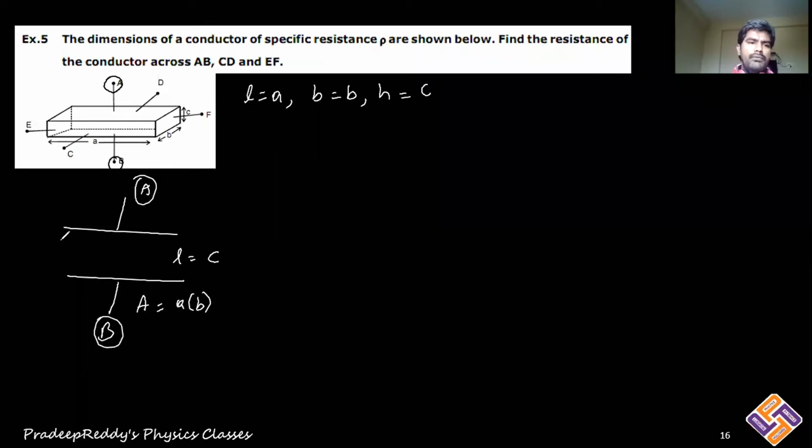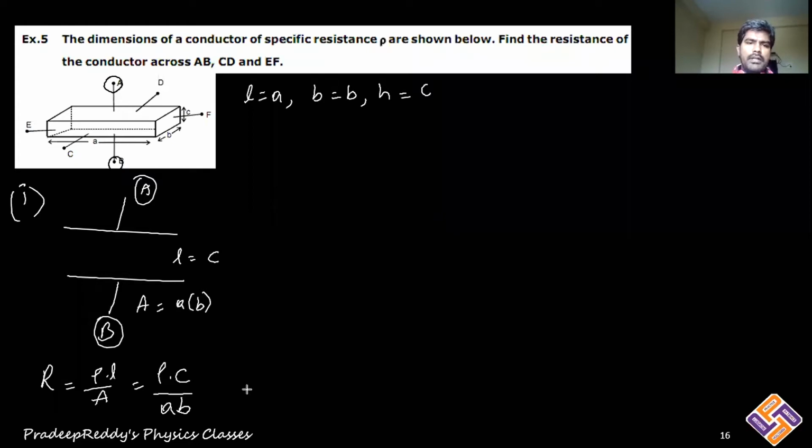Now I want to find out the resistance of the conductor. What is the formula for resistance? Rho L divided by A. Rho is rho as it is. L, the length along AB, is C. Therefore, I'll take C divided by the area of cross section, which is AB. Therefore, resistance across AB is rho C divided by AB. That is number 1. Now, let us go for number 2.